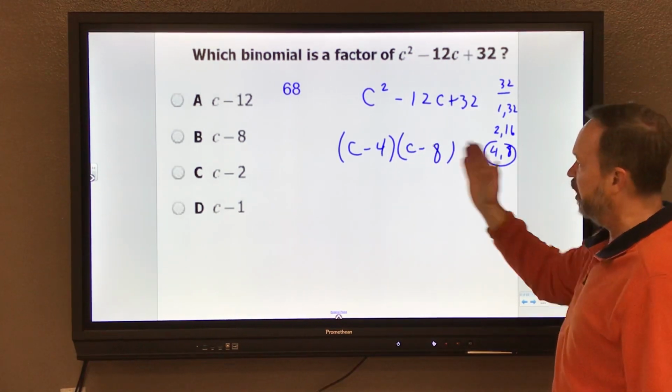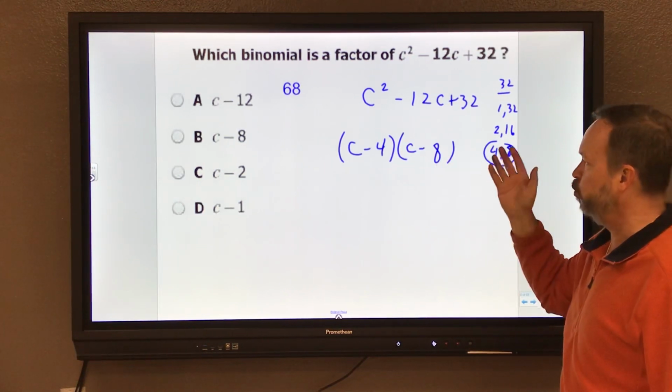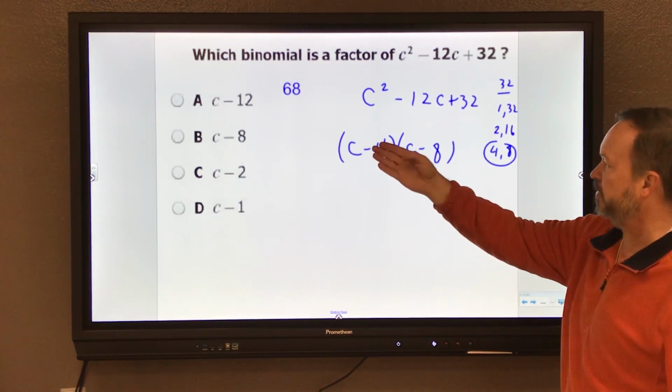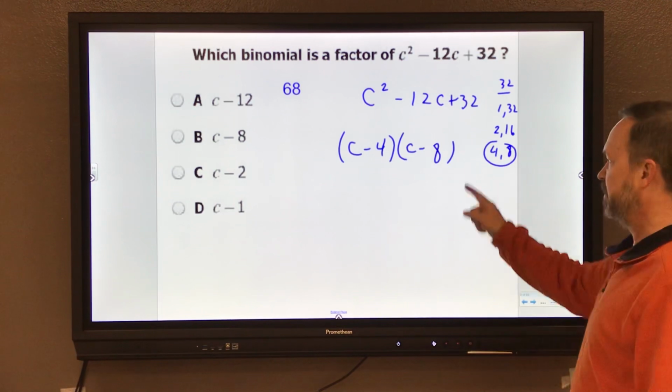And then you've got both of the factors here. Which one of the factors is over there? The x minus 8.